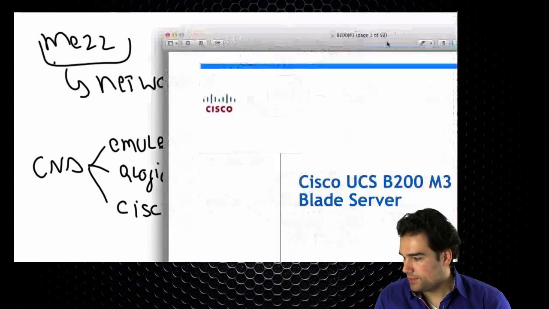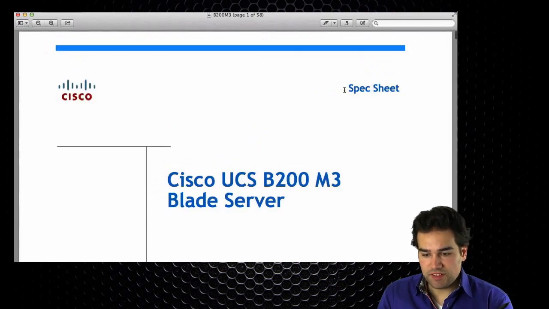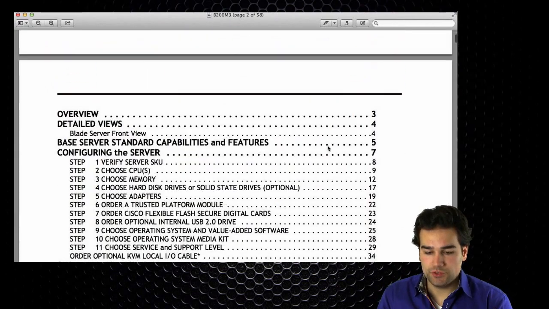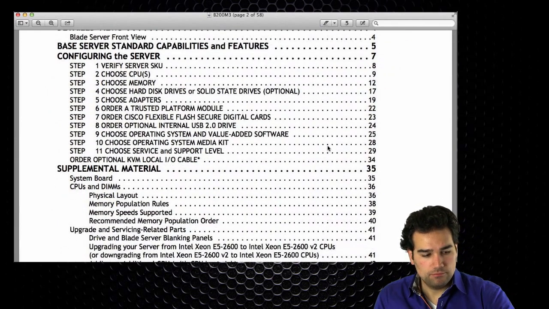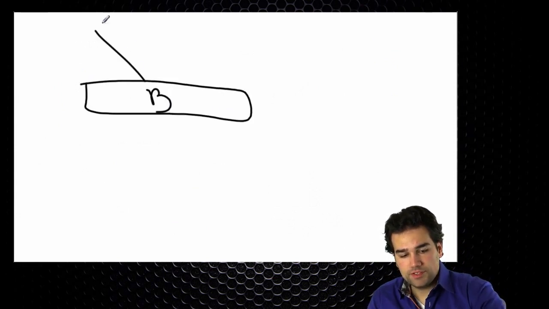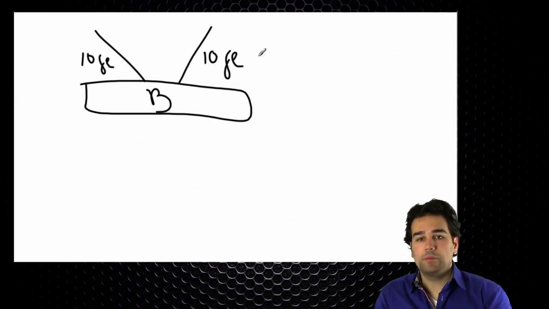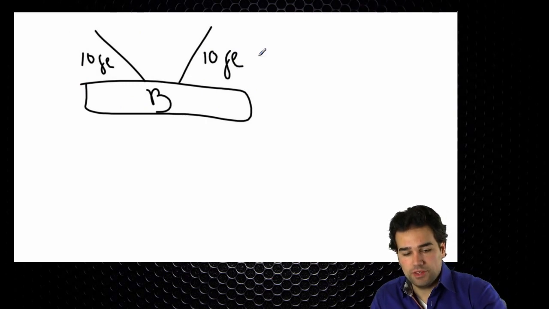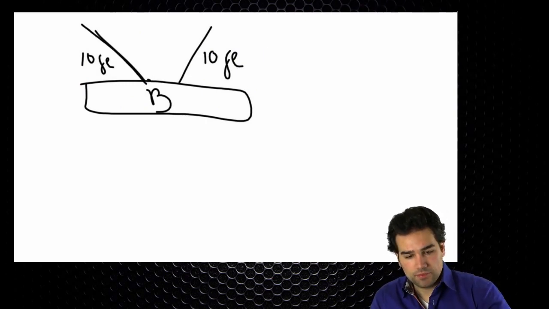So if I look up that document that I have, there's this spec sheet, it's called, for the B200 M3 servers. And as I said, going back to my M81KR, if I just have my blade server, so blade 1, it just has 2 times, so a 10 gigE left and a 10 gigE right. And this is 10 gigabit Ethernet and Fibre Channel over Ethernet. So this runs both Ethernet and a special VLAN for FCoE.